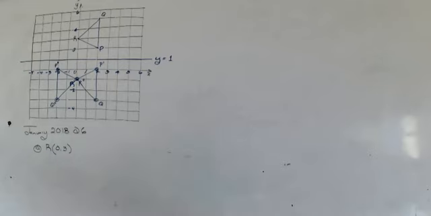It says, describe fully the single transformation that maps P double prime, Q double prime, R double prime onto PQR. Here what we're asking is: which single transformation is going to map this triangle to that triangle?